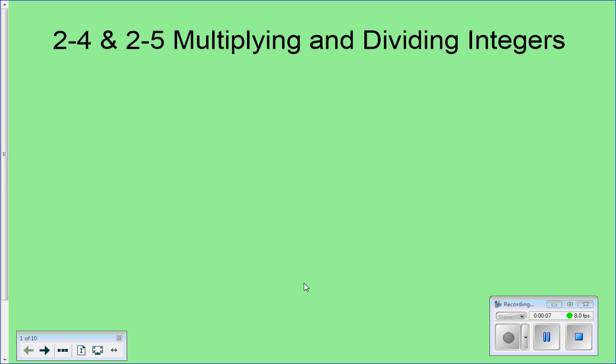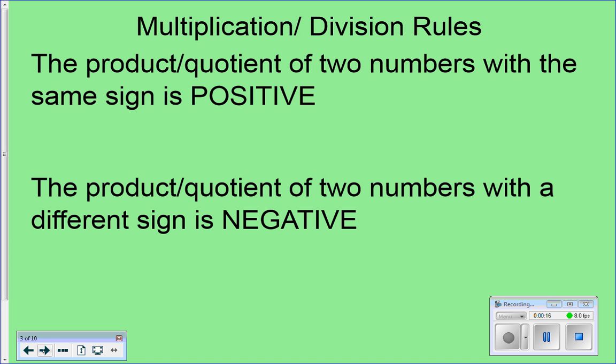We're going to do 2.4 and 2.5 together, multiplying and dividing integers. Like I said before, we're going to do this because they have the same rules. Some of us already started to write the rules down. So if you don't have the rules down, this is where you can continue.